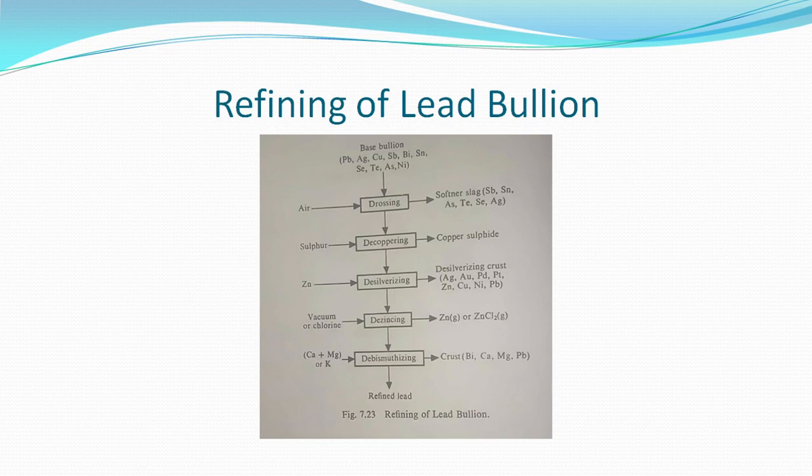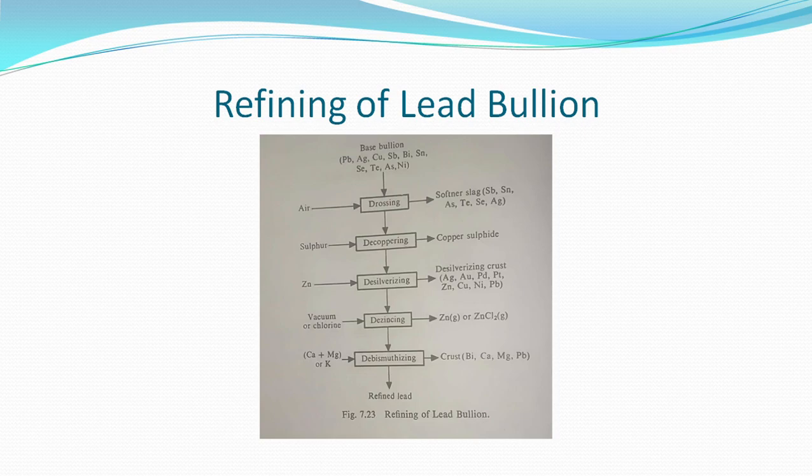Now you can see the bullion. The bullion extracted from the blast furnace has to go through different phases, five phases. The first is drossing, the second is decoppering, the third is desilverizing, the fourth is dezinking, and the fifth is debismuthizing. The word de means removal: decoppering means removal of copper, dezinking means removal of zinc, desilverizing means removal of silver.